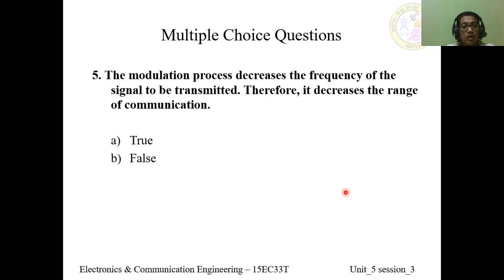Question number 5. The modulation process decreases the frequency of the signal to be transmitted. Therefore, it decreases the range of communication. The statement is true or false. Answer is B, it is false. Actually, the modulation process increases the frequency of the signal to be transmitted. Therefore, it increases the range of communication. This is the correct statement.